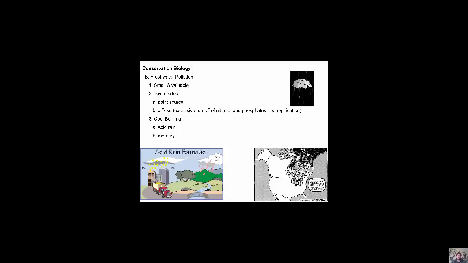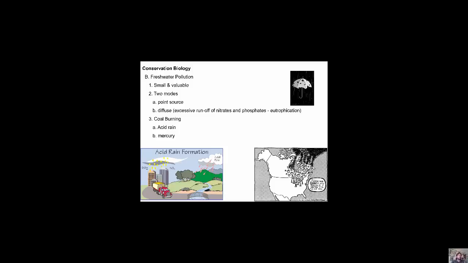So, as we know, freshwater covers very small amounts of the globe, right? Freshwater systems are very small, but they are also extremely valuable resources, right? They're the source of our drinking water. So without freshwater ecosystems, humans aren't doing so great. We're not farming. So they are both very small and very valuable. The small nature of freshwater systems makes them highly susceptible to contamination.